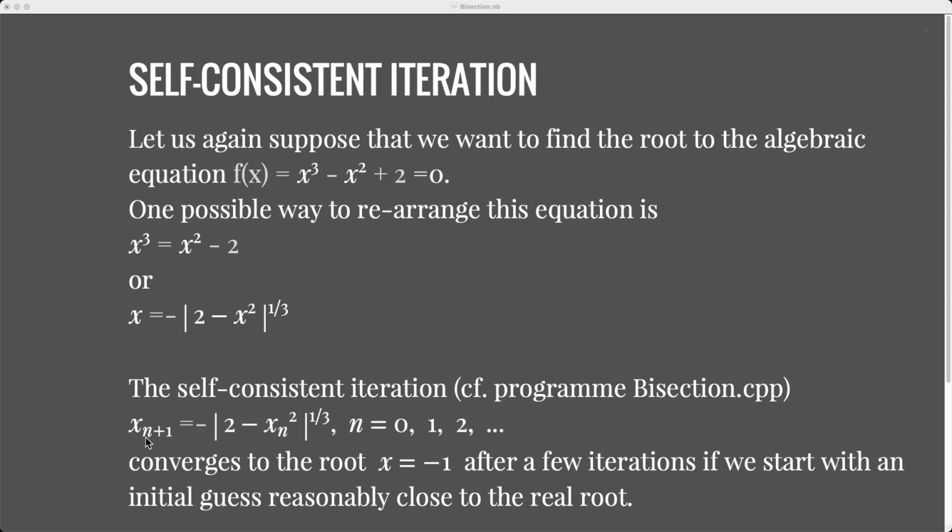So formally we write that as an iteration equation that looks like a sequence. So each term of the sequence depends on the previous term through this equality. So x_{n+1} is minus this expression where x_n is the previous value. And we do that for the first step where n equals 0, and then n equals 1, n equals 2, and so on. That's just numbering the iterations.